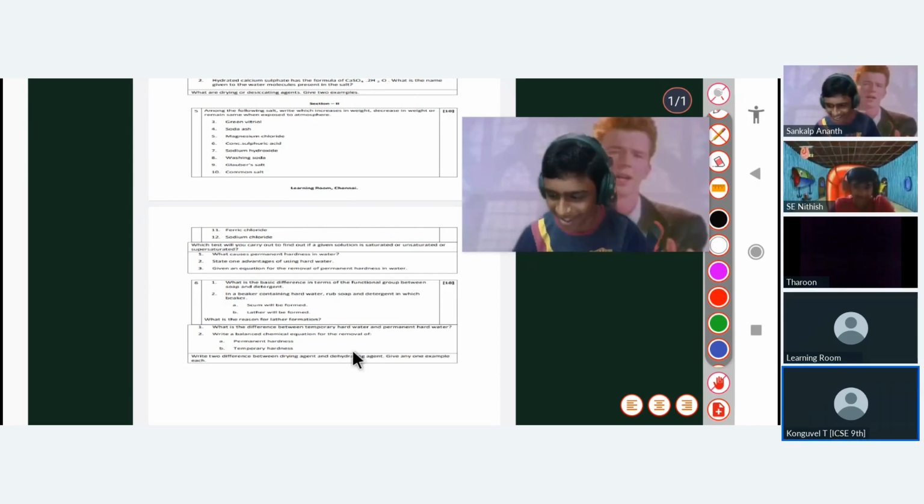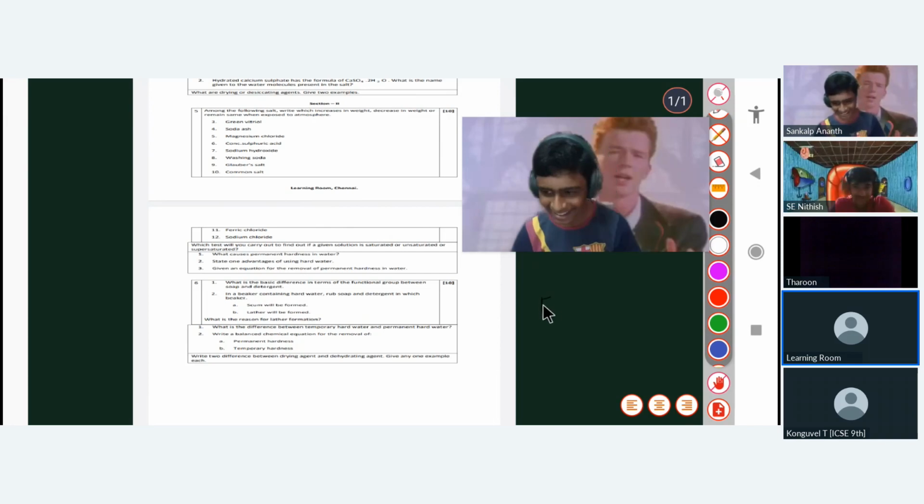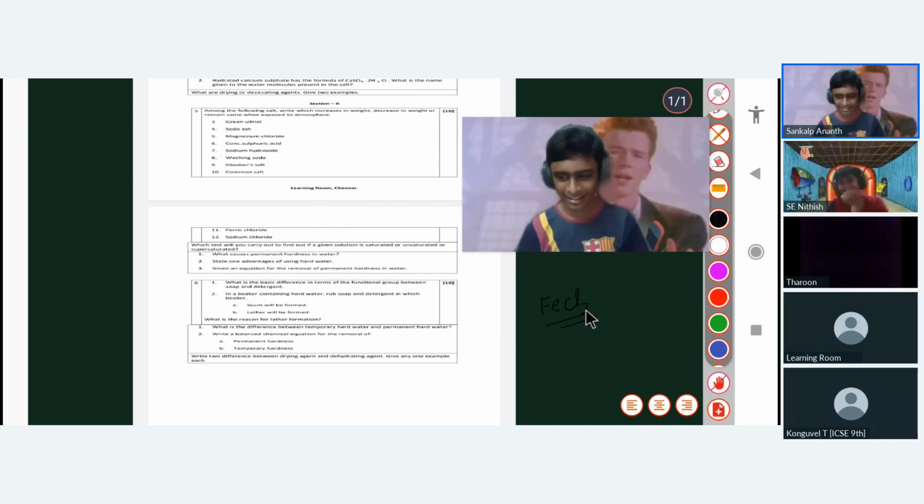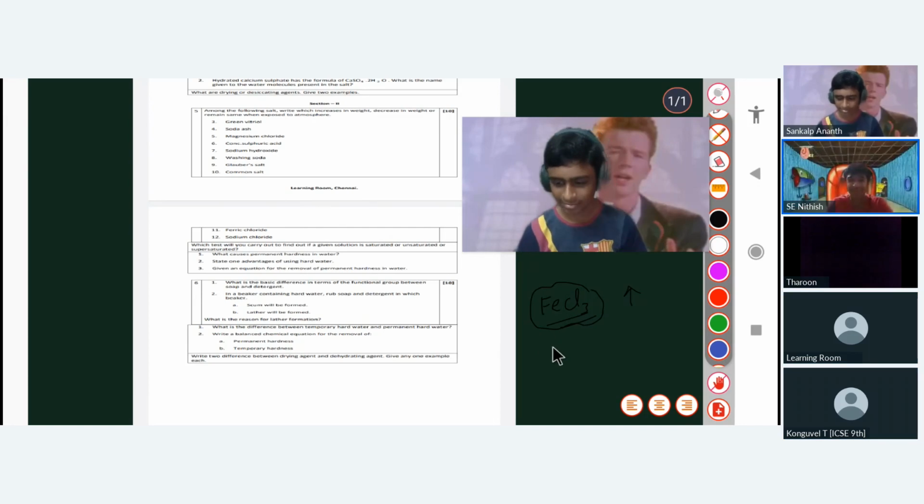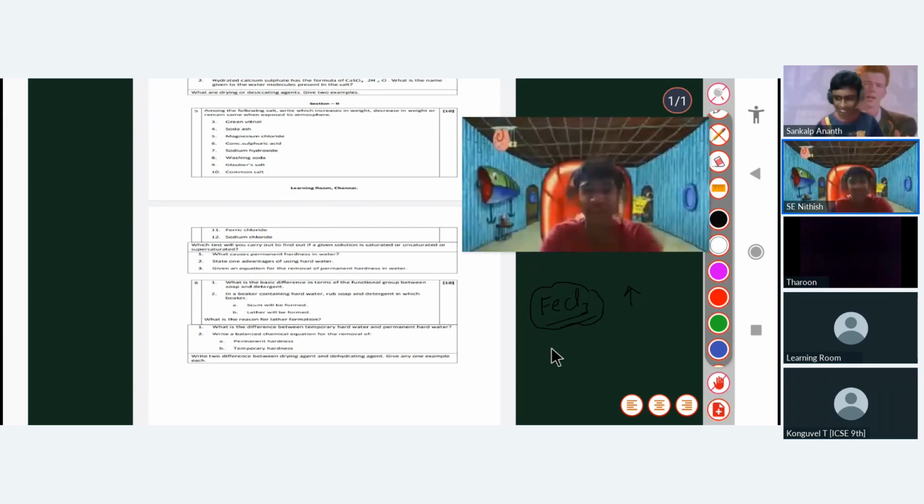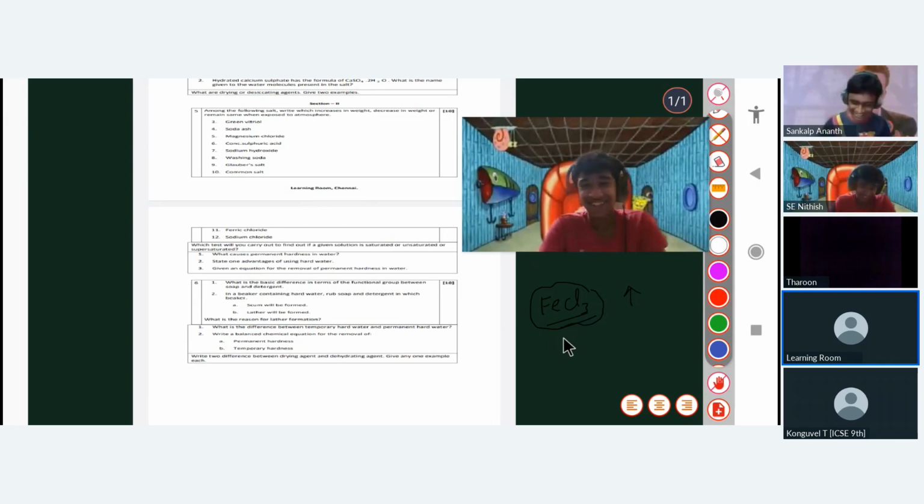So here you have FeCl3, ferric chloride. Yes, sir. It will actually absorb moisture and its weight will increase. Okay. So sodium chloride, it will remain the same. Okay. Yeah.